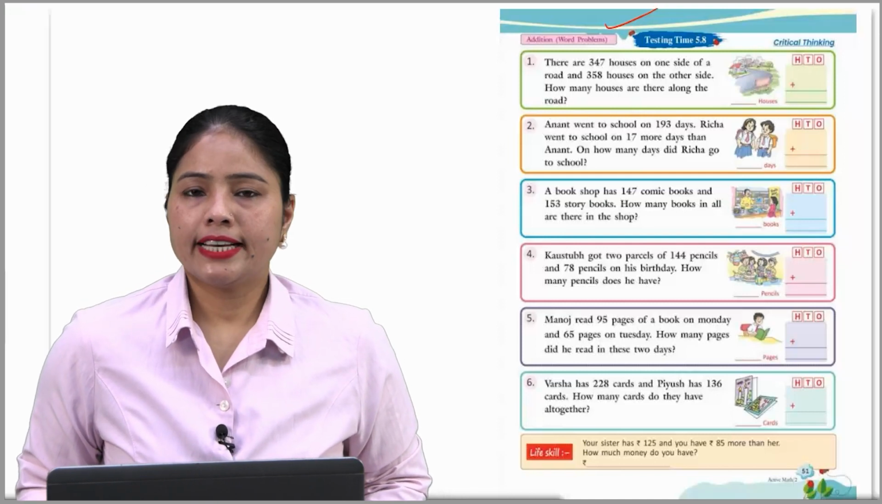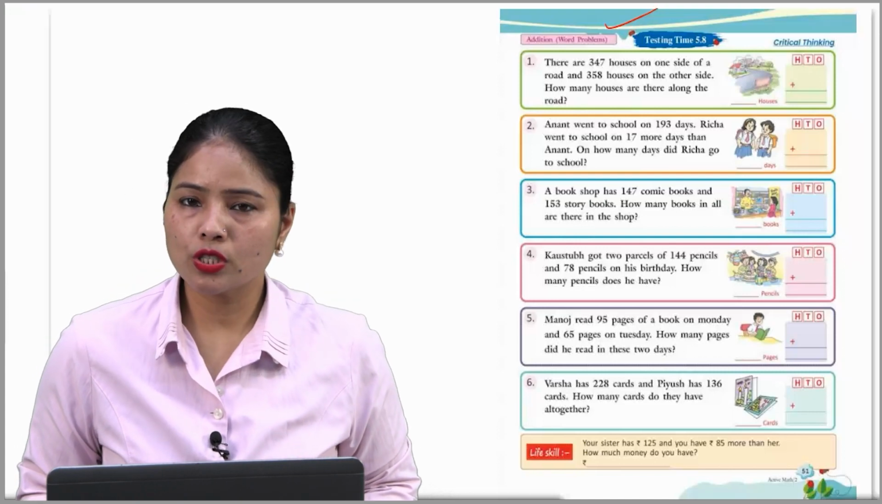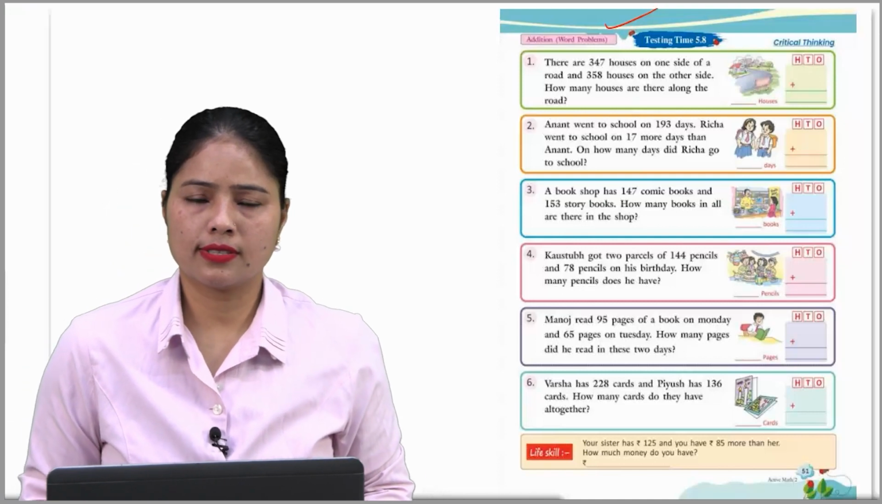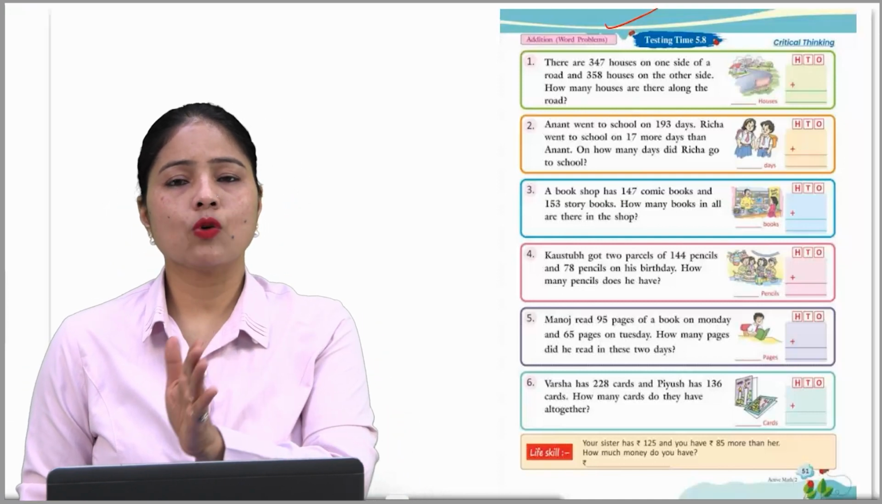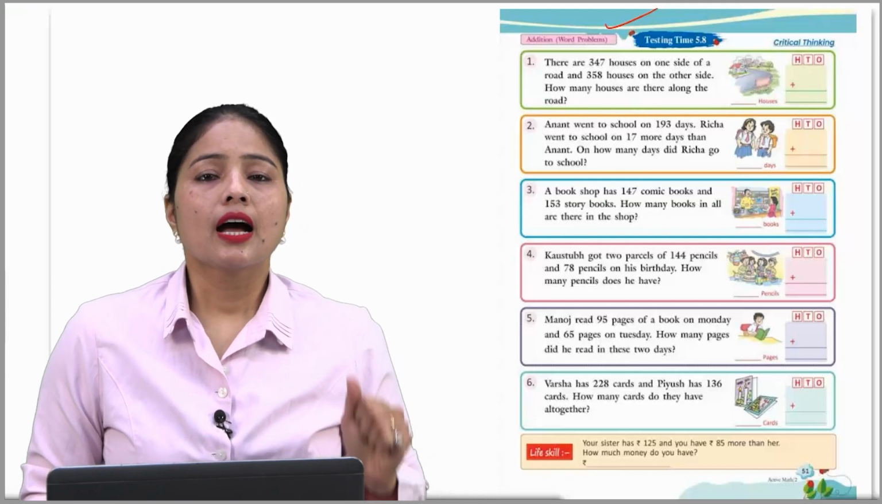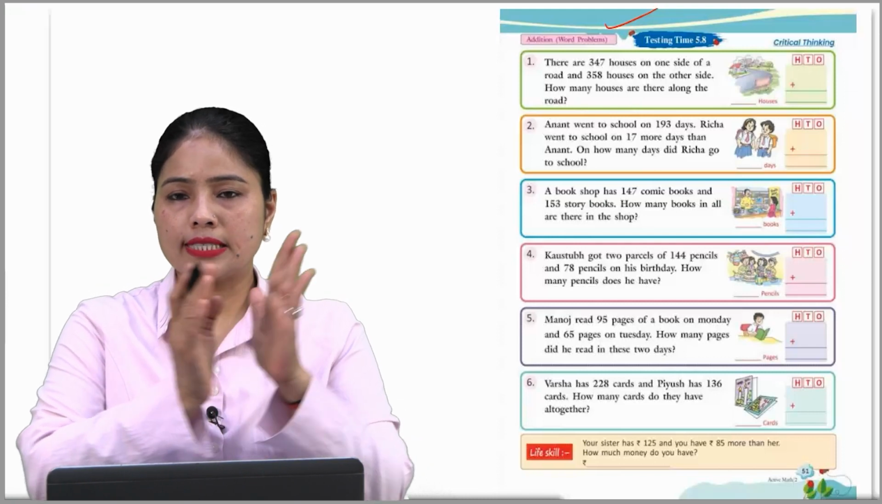Word problems. Addition with word problems. There are 347 houses on one side of a road. Road की एक तरफ 347 houses हैं. And 358 houses on the other side. दूसरी तरफ 358 हैं. How many houses are there along the road? तो total houses कितने होते हैं?